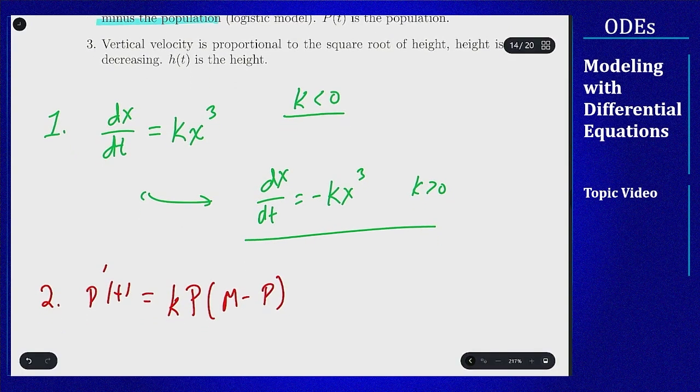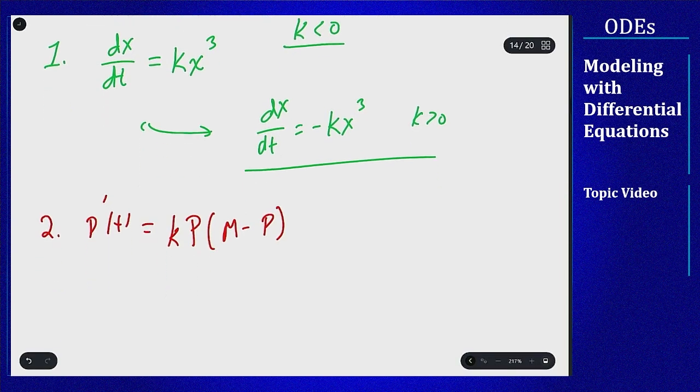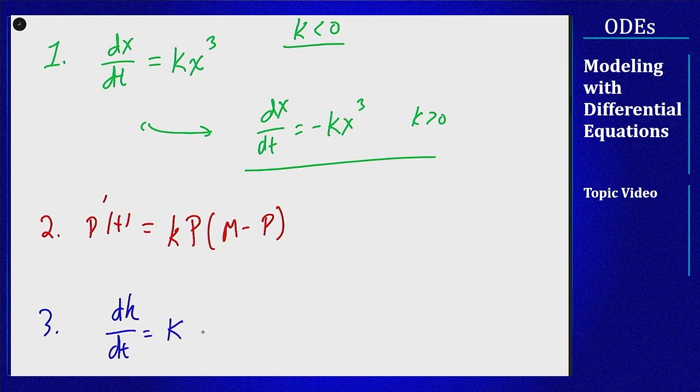For 3, vertical velocity is proportional to the square root of height, and height is going to be decreasing over time, with h being the height. For that, we know that my vertical velocity is the change in height as a function of time, dh/dt. My vertical velocity, dh/dt, is proportional to the square root of the height, h. And I know that height should be decreasing, which means dh/dt should be negative because it's falling down. So I want to put a minus sign in front to match the sign convention, so that k is a positive constant in this scenario.